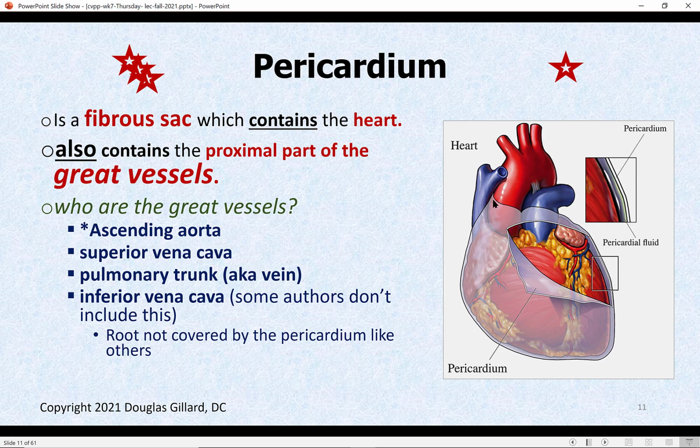Note that the sac, and we've talked about this before as well, but note that the sac of the heart is welded into the great vessels that attach to the heart, like the ascending aorta. It's welded about a quarter of the way up. It's welded around the pulmonary trunk. It's airtight here. It's superior vena cava. Inferior vena cava is quite strange because it usually doesn't, it leaves out, it doesn't include the inferior vena cava, which is kind of strange.